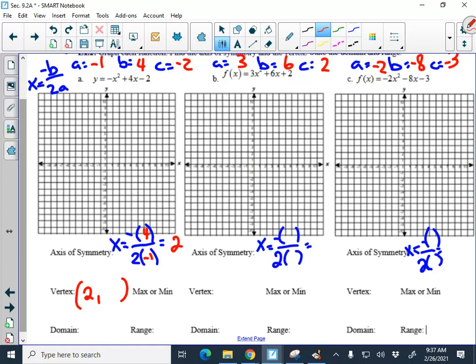So try the axis of symmetry for the next 2. Type them in your calculator as needed. See if you can get the axis. We're just going to do the axis right now. Focus on that for all 3 of these. I'll give us a moment. Those watching online, you can do this. Fast forward if you get to that point, or take this time as well. You should be trying it as well if you're watching online.